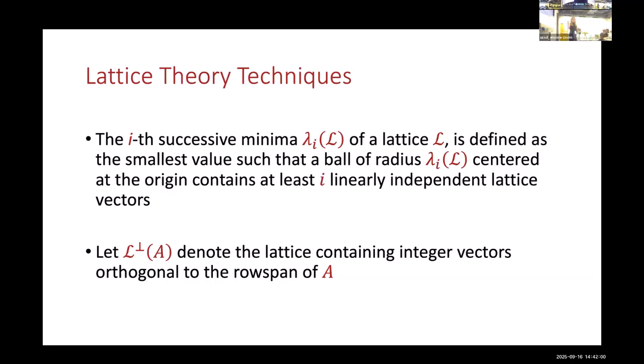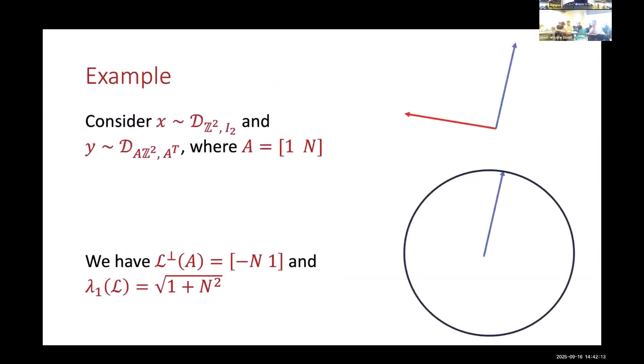And second, this L perp of A will be the lattice containing all integer vectors which are orthogonal to the row space of A. Any questions about this? I'll have an example next. So let's just focus on the same matrix we had before. A is just (1, n).